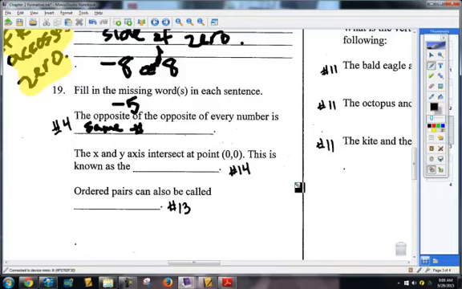The x and y axis intersects at a point 0, 0. This is known as the origin. Ordered pairs can also be called? Coordinates. I spelled origin wrong. That's fine if it's close, as long as I can tell you wrote it the right way. Did everybody hear that, guys?